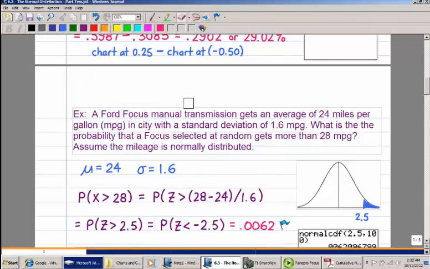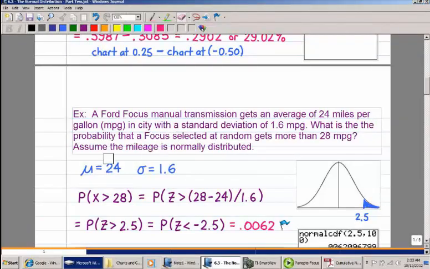A Ford Focus manual transmission gets an average of 24 miles per gallon in the city with a standard deviation of 1.6 miles per gallon. What is the probability that a Focus selected at random gets more than 28 miles per gallon? Assume the mileage is normally distributed. So they kind of have to put something in there that relates it to the normal distribution, or it would be wrong for us to use the normal distribution calculations.